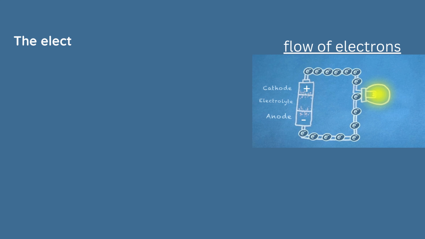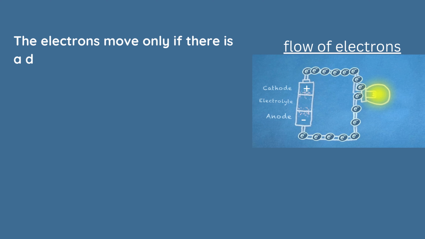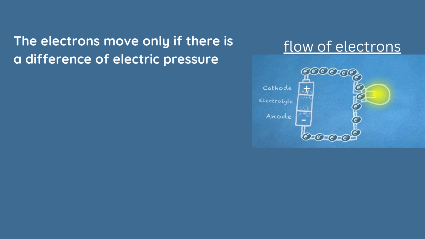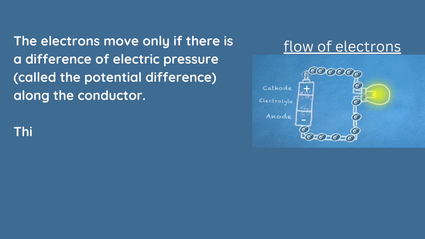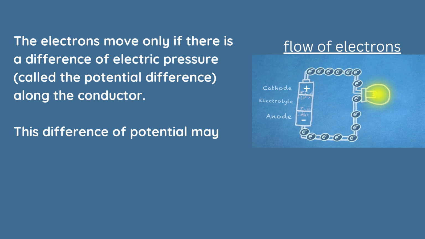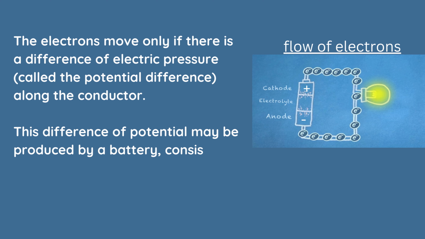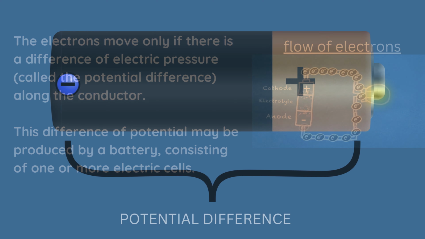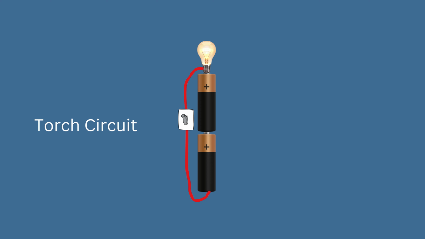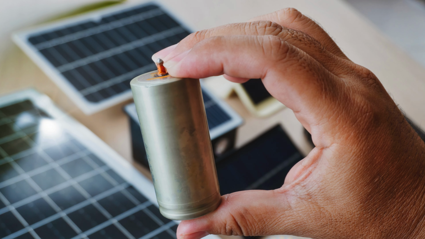The electrons move only if there is a difference of electric pressure, called the potential difference, along the conductor. This difference of potential may be produced by a battery consisting of one or more electric cells. Let us understand this with an example of a circuit in a torch which is run by a battery. Do you know how the potential difference is created by a battery or dry cell?